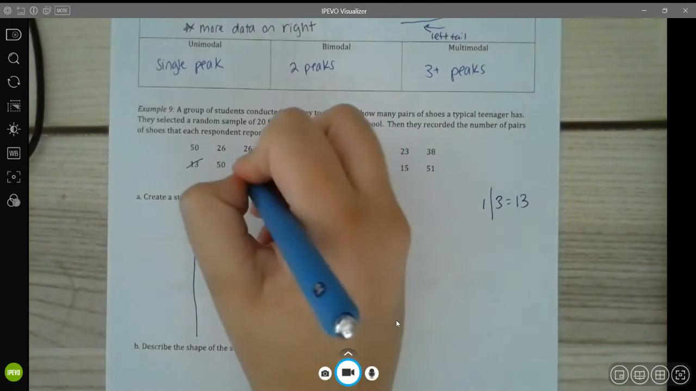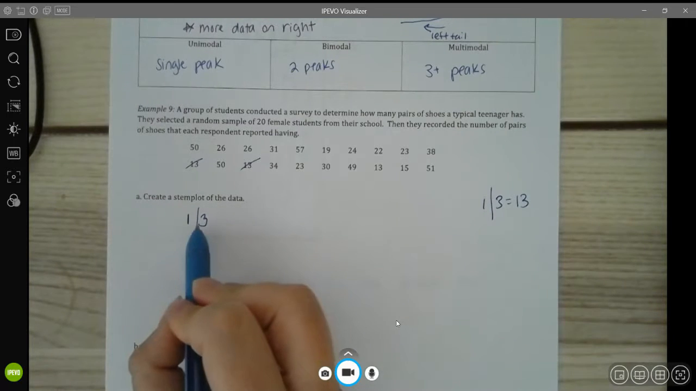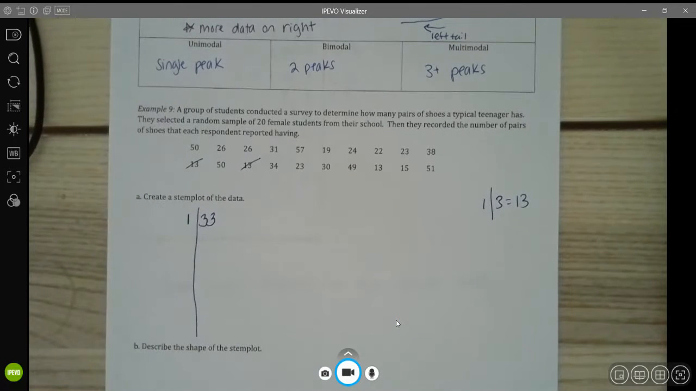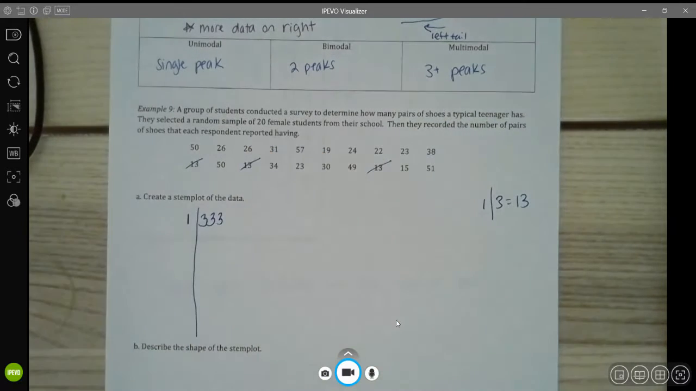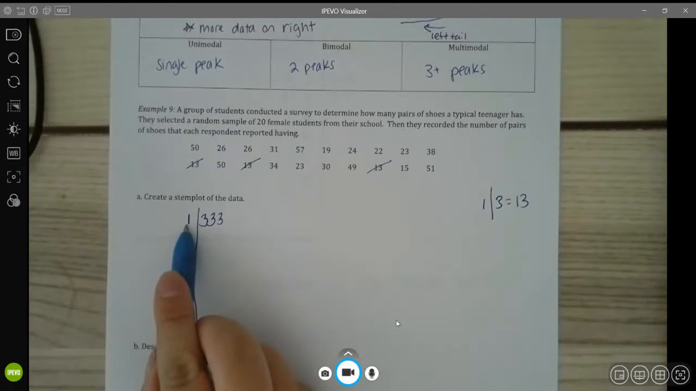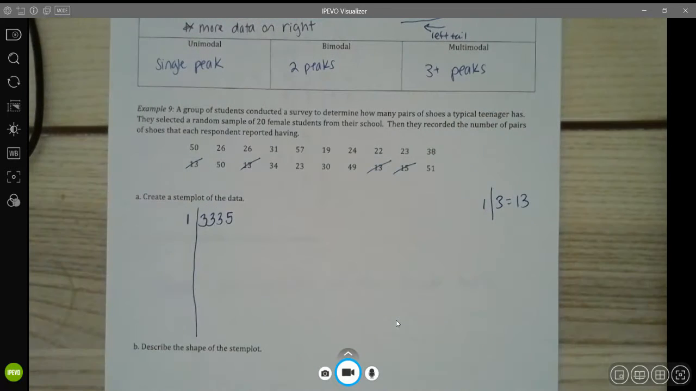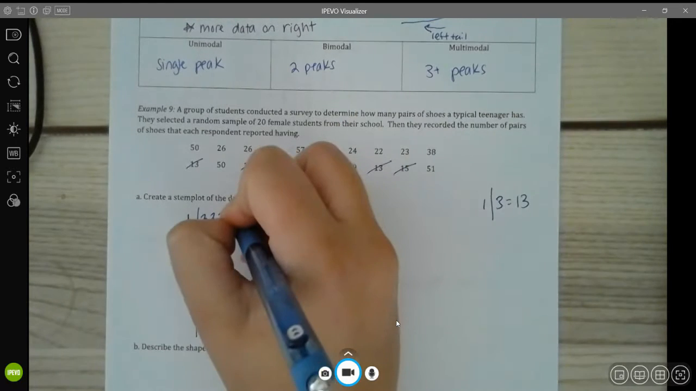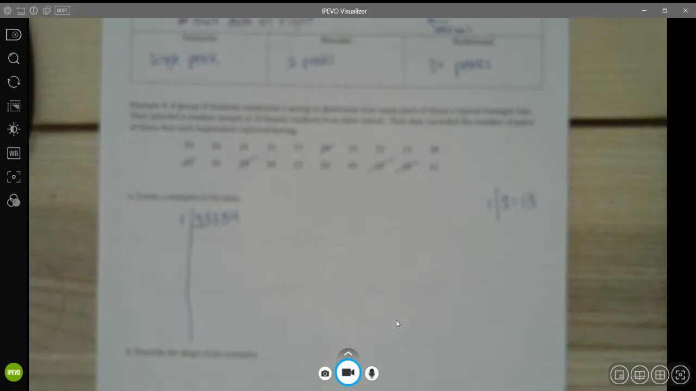I see another 13 on there. As opposed to writing it down here, I'm going to keep my same stem and make another leaf. So another 13. I see another 13. The next highest number is 15. 15 still starts with a 1, so now I'm going to have a leaf of 5. And I believe that's all. Oh, there's a 19. So we need to put 19 under that same stem. Okay, I'm done with all the 10s.